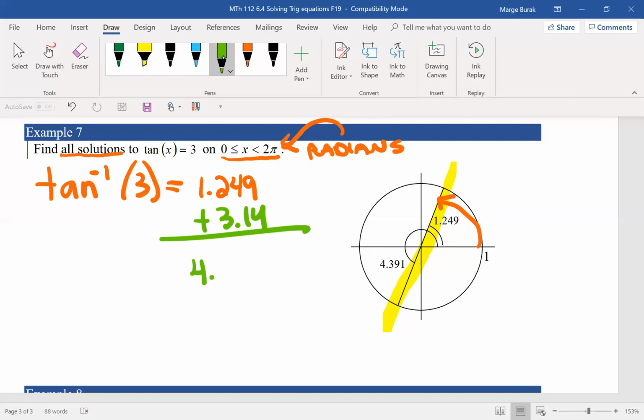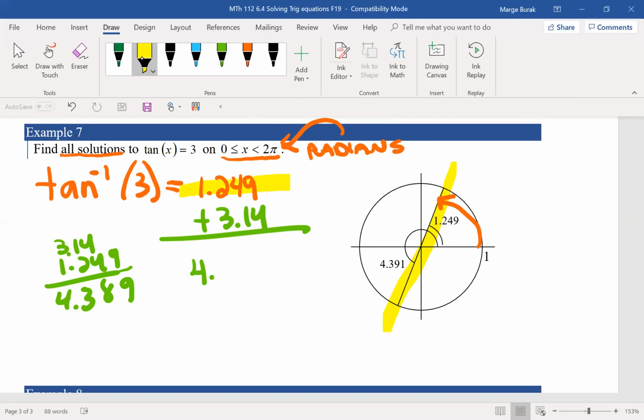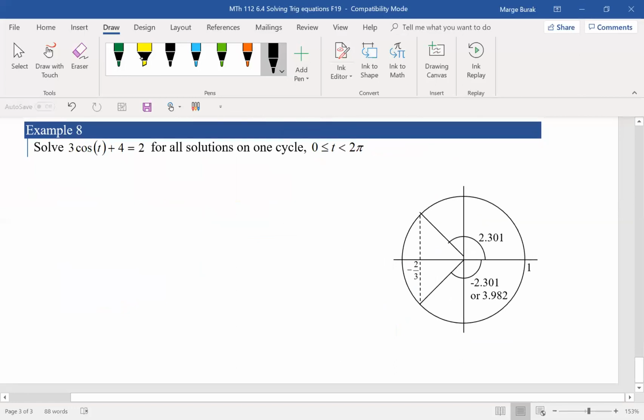Let's add this one correctly. Okay, so 3.14 plus 1.249 gives me 4.389, which again, they're a little bit off on their circle here in the textbook, but remember these are free textbooks, so we don't complain too much. Okay, so we have 2 answers, and the first one is 1.249 and the other one is 4.389. They have 9.1. I'm guessing that's a round off error. Okay. All right, and I think there's one more.